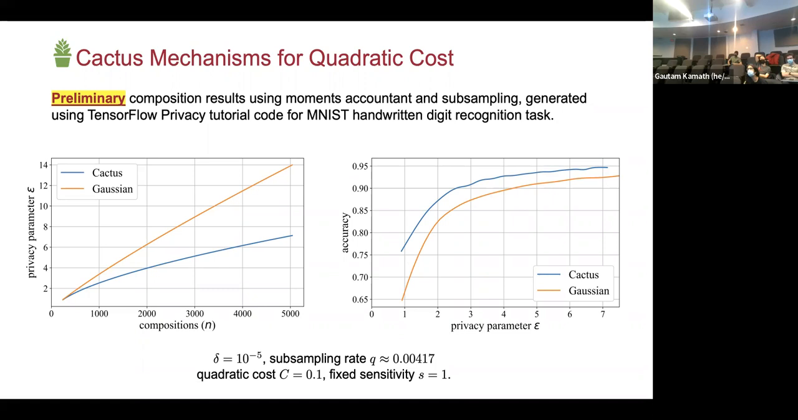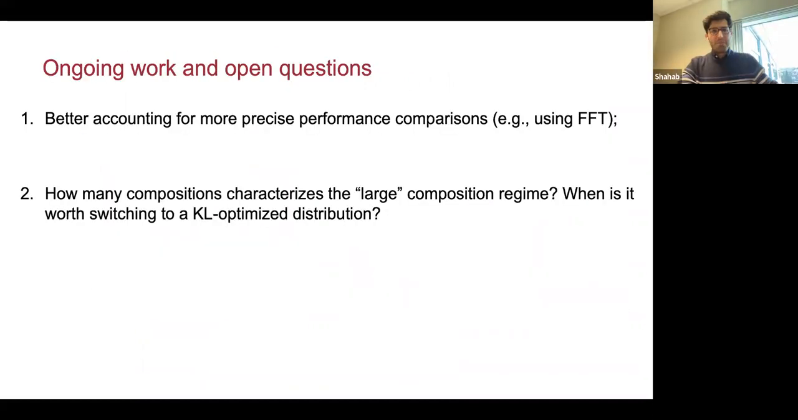Okay, cool. Now let me wrap up with some future directions. As I mentioned several times, we need a better accounting technique, at least for the Cactus distribution. The great accounting techniques like FFT based or convolution based accounting are not good enough for all mechanisms. For example, the Laplace mechanism cannot really be handled using FFT. Cactus cannot really be handled by almost any existing accounting technique.